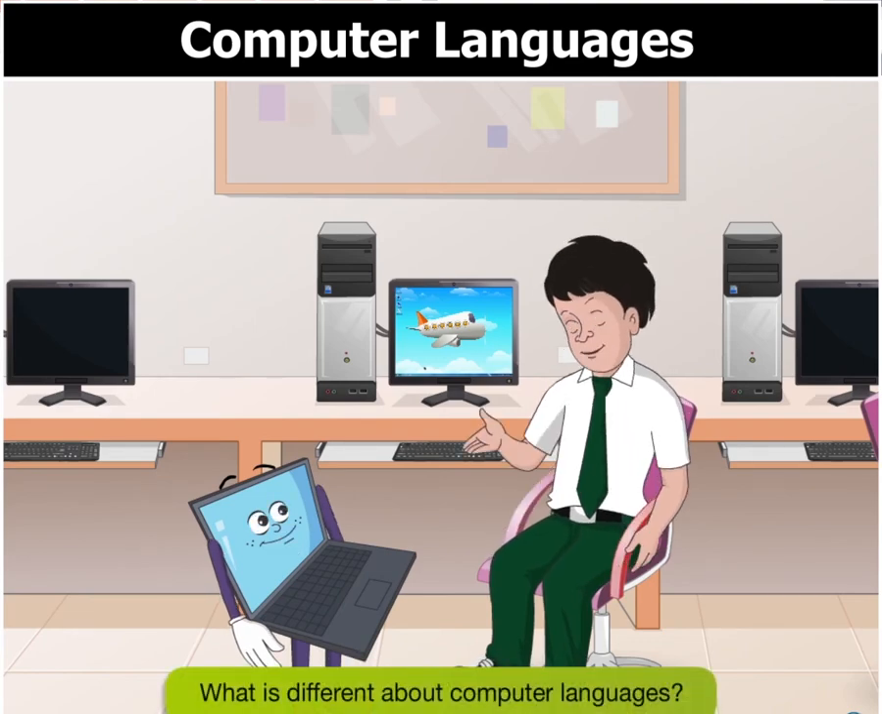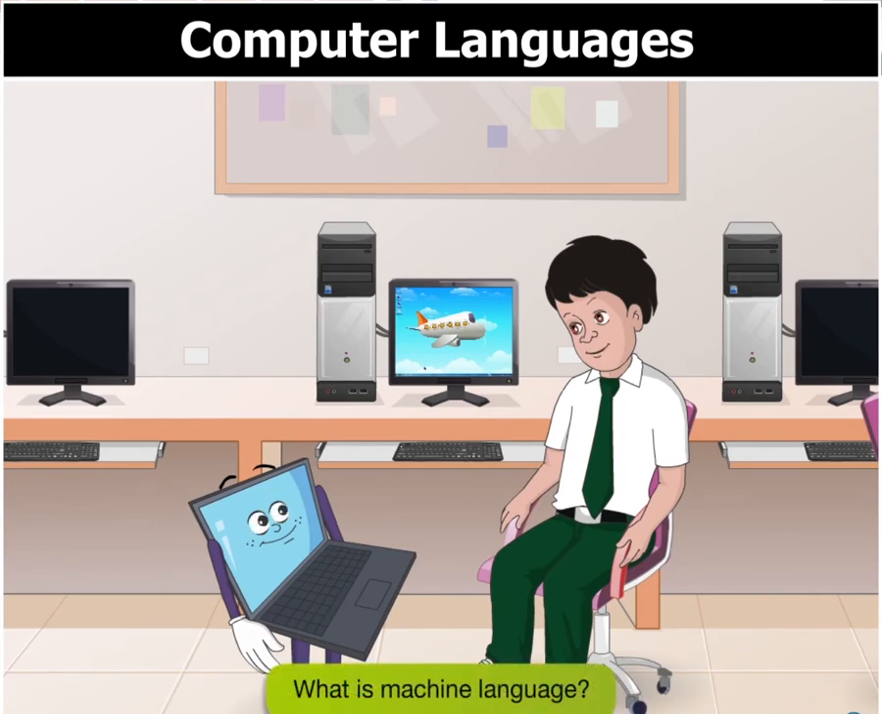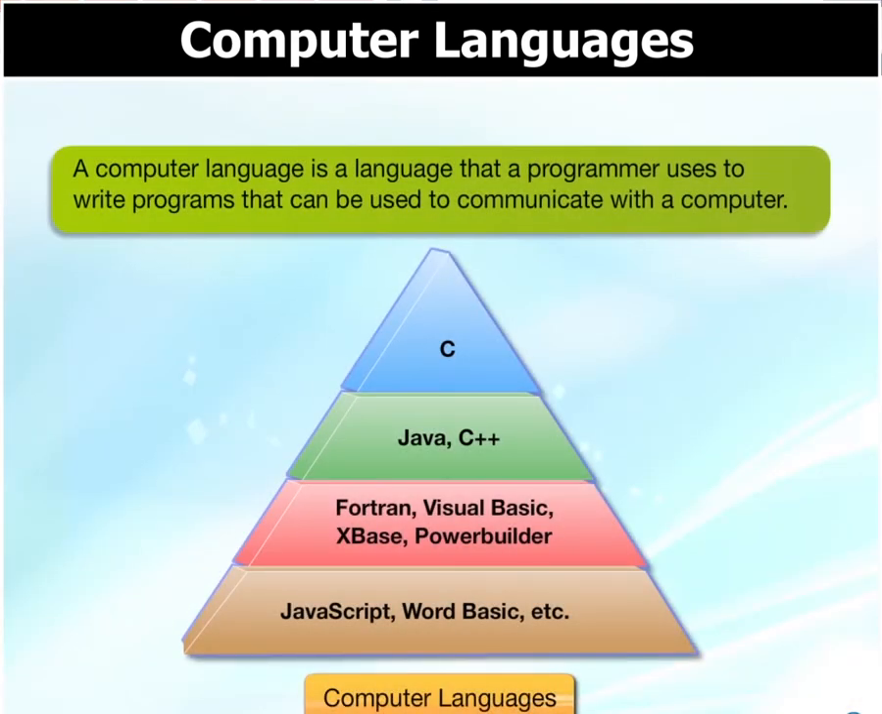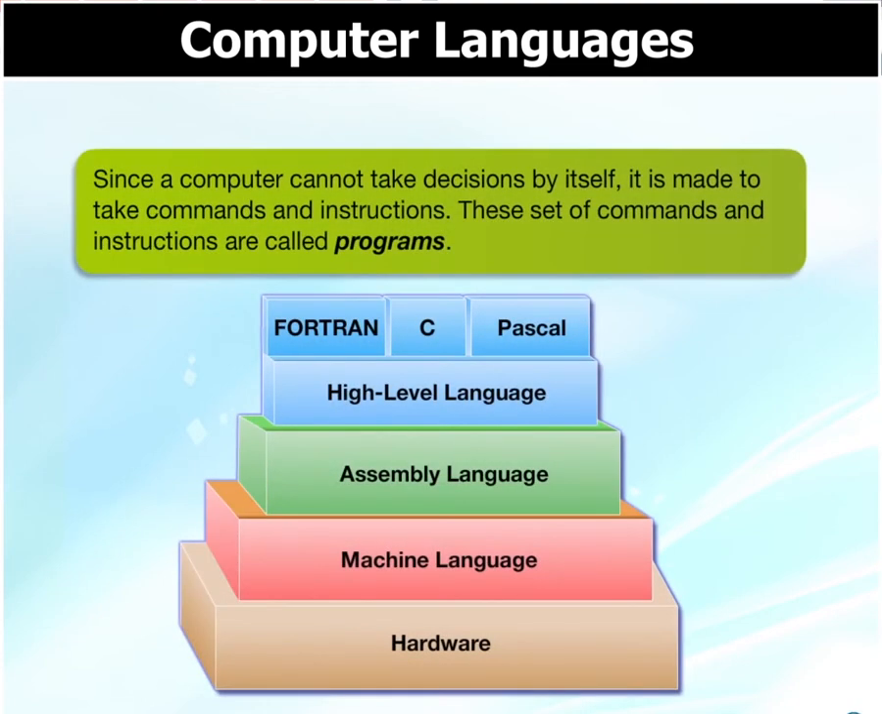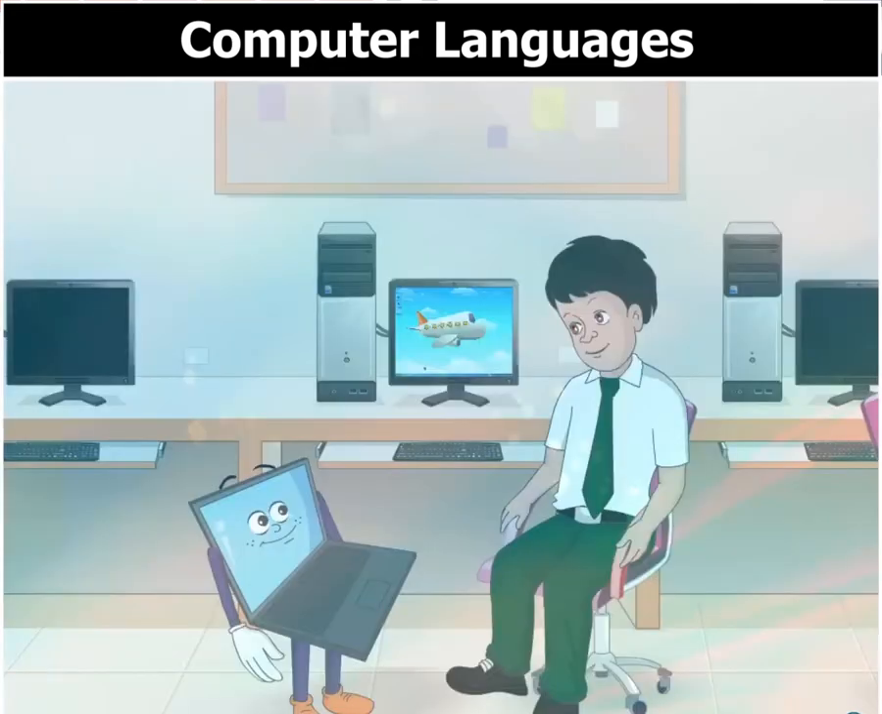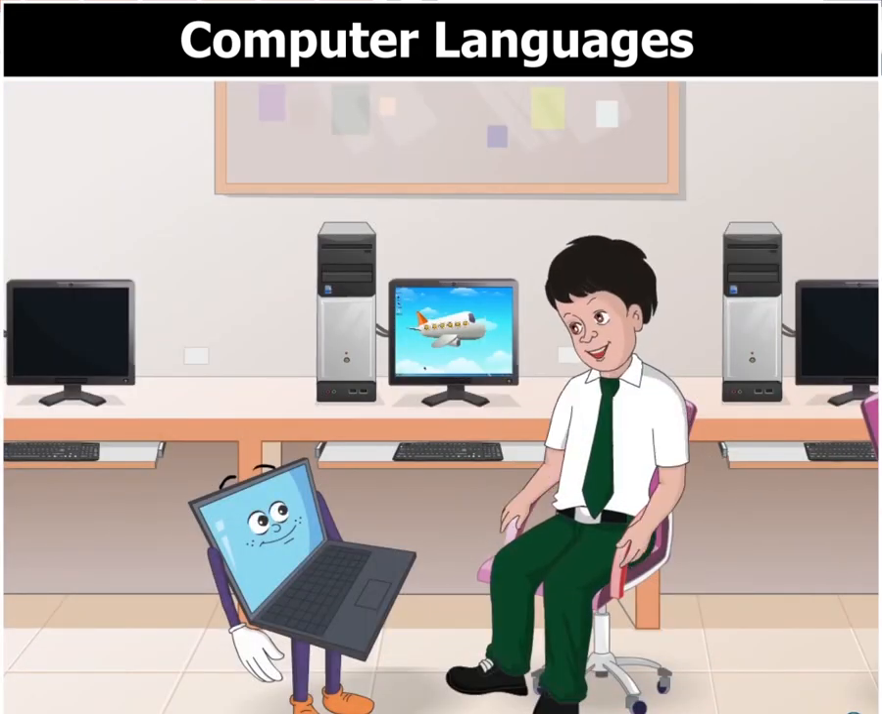What is different about computer languages? And what is machine language? A computer language is a language that a programmer uses to write programs that can be used to communicate with a computer. Since a computer cannot take decisions by itself, it is made to take commands and instructions. These set of commands and instructions are called programs. Wow, I want to know more.